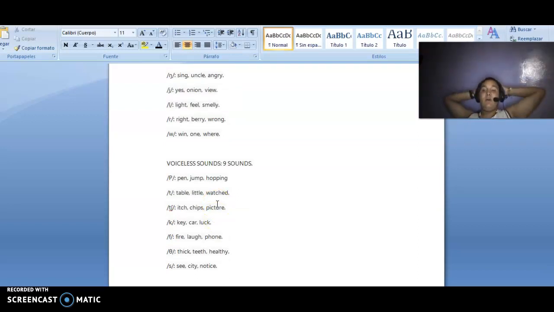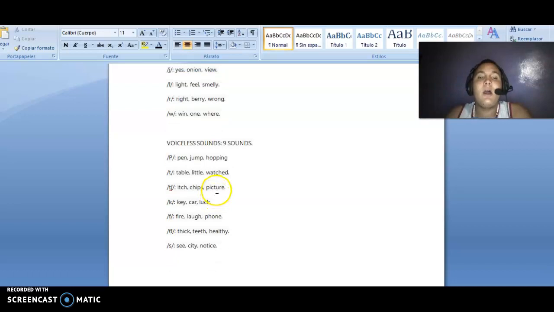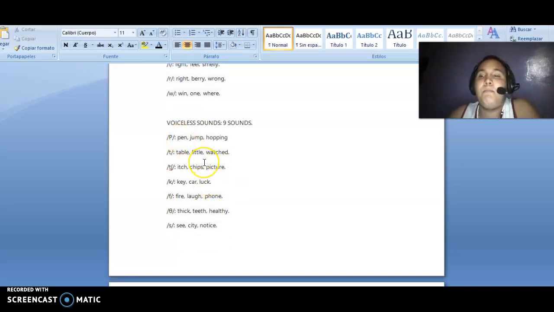The second type that I'm going to explain is voiceless sound. There are nine sounds. The first is T: jump, jogging, sorry, hoping. Table, little, watching. Ish, shit, picture. K: car, look.